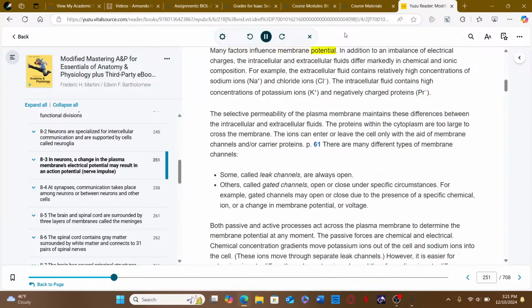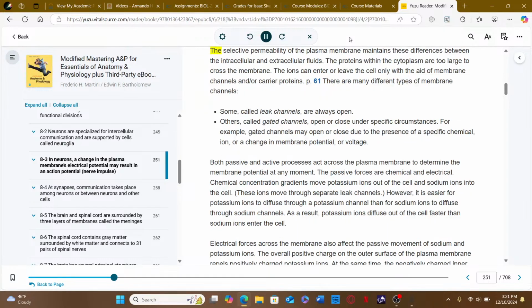Factors responsible for the membrane potential. Many factors influence membrane potential. In addition to an imbalance of electrical charges, the intracellular and extracellular fluids differ markedly in chemical and ionic composition. For example, the extracellular fluid contains relatively high concentrations of sodium ions, Na+, and chloride ions, Cl-. The intracellular fluid contains high concentrations of potassium ions, K+, and negatively charged proteins, Pr-. The selective permeability of the plasma membrane maintains these differences between the intracellular and extracellular fluids. The proteins within the cytoplasm are too large to cross the membrane. The ions can enter or leave the cell only with the aid of membrane channels and/or carrier proteins.